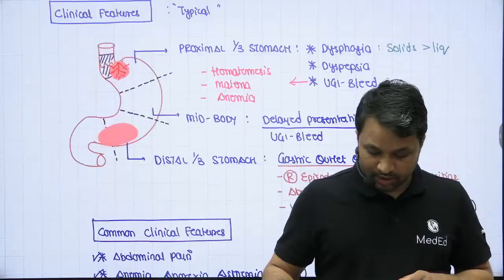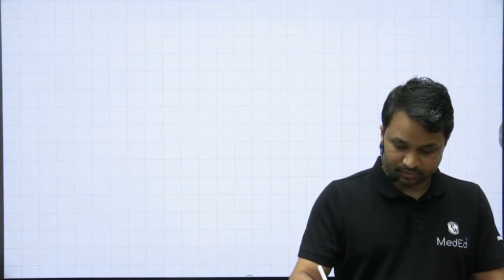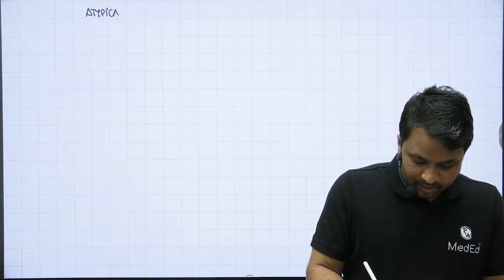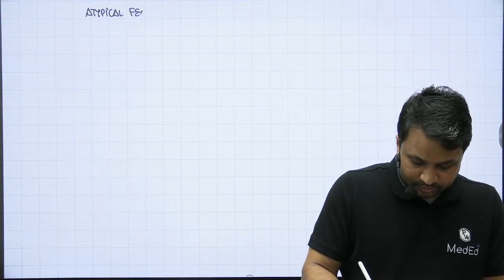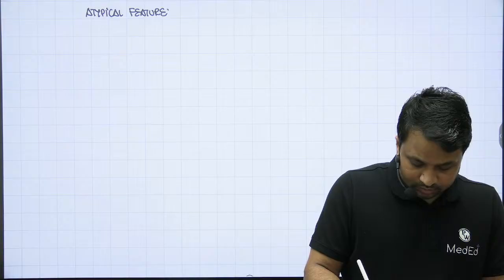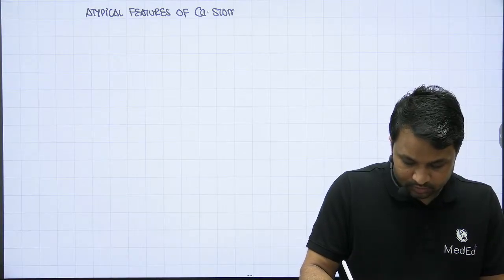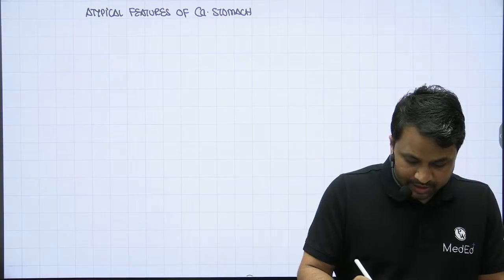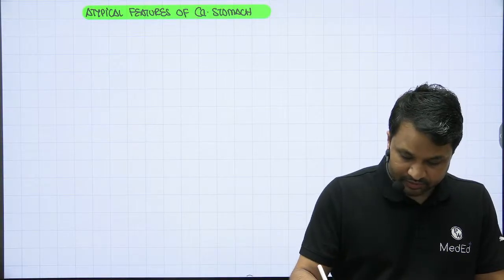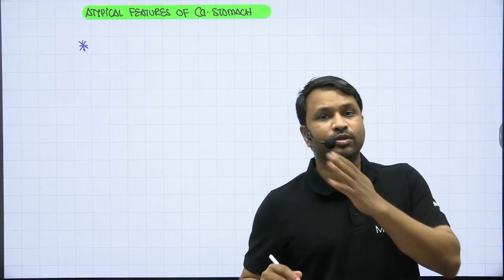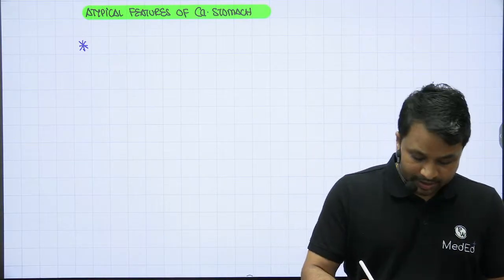Then there's something called the atypical features. So we'll talk about the atypical features of carcinoma stomach. So what are the atypical features of the CA stomach that we have? Number one, you have enlarged lymph nodes. Where else do you see? See, the enlarged lymph nodes will come from top to bottom. So it will be enlarged.